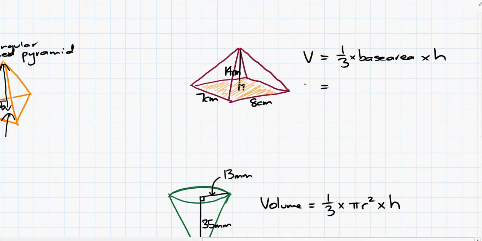Okay, first of all, this pyramid, we have a rectangular base, so 7 centimeters by 8 centimeters. So we can work out the area of that base. Then we need to multiply that by the height of the pyramid, which is 14 centimeters, and then divide that result by 3, or multiply that result by a third. So a third times the base area, which will be 7 centimeters times 8 centimeters, and the height is 14.